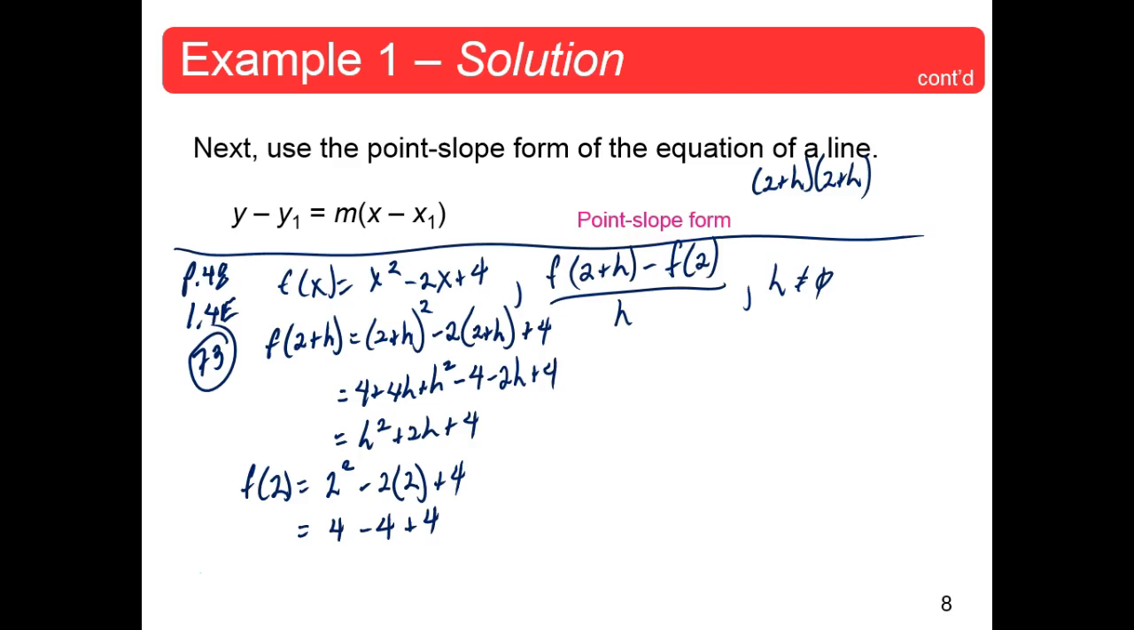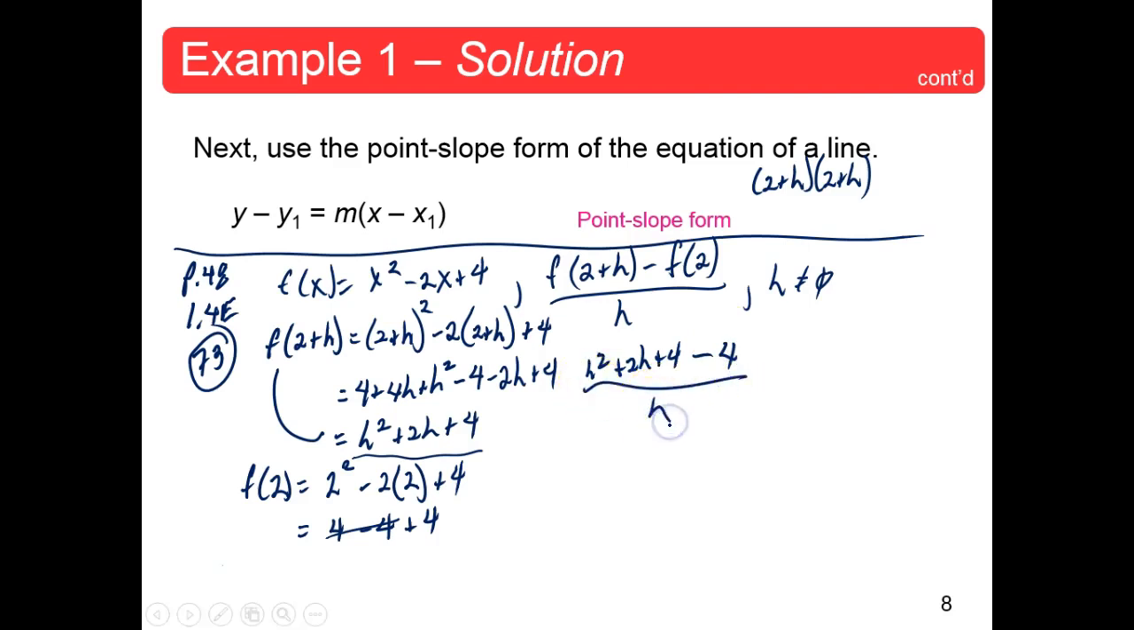All right, what does that end up being? 4. Okay, I'll just leave it like that. So let's plug in what f of 2 plus h is. What is that? No, 2 plus h. That's your h squared plus 2h plus 4. That's what we found. That was the f of 2 plus h. Minus, what was your f of 2? 4. Okay, got that done.